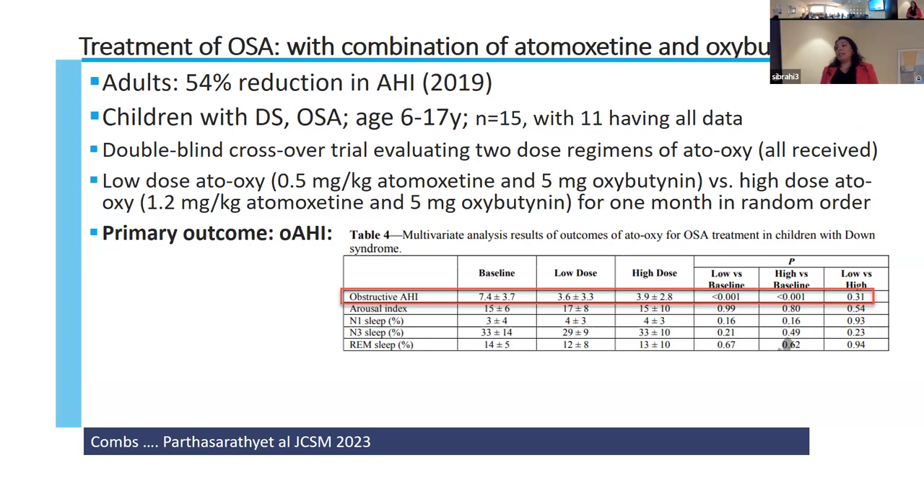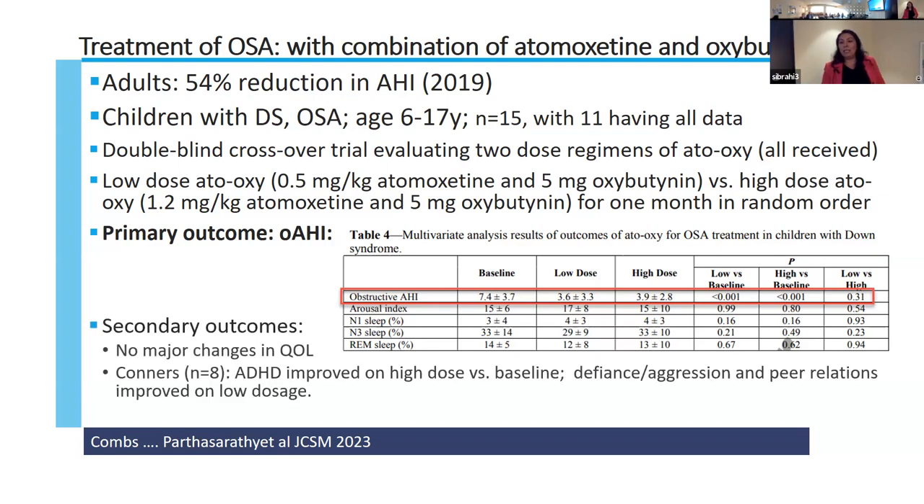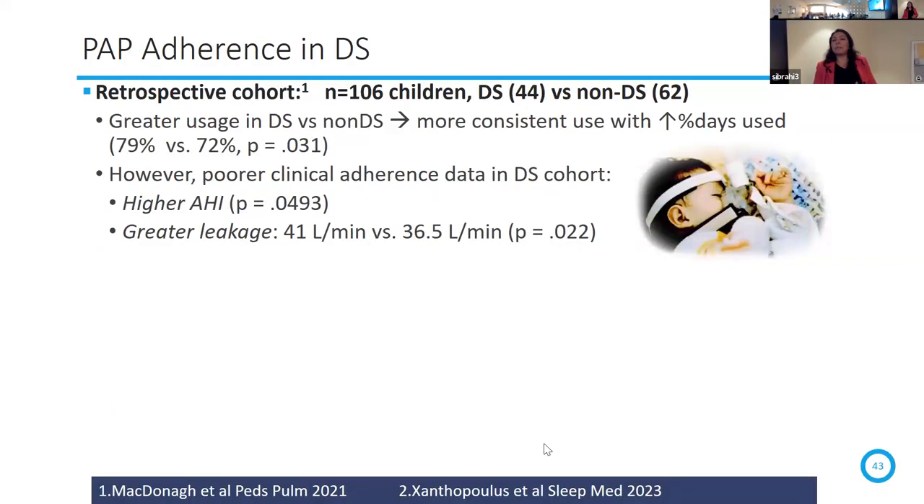So my take home on this is that low dose is okay here if we wanted to use this potentially for our patients to reduce their burden of obstructive sleep apnea. The only caveat is we use atomoxetine for ADHD, and it can cause insomnia, and these are promoting it at night. So I'm not so sure about the side effect profile here. I'm waiting to maybe see the published studies, but I wanted to share this with you today. Secondary outcomes showed no changes in quality of life. And not surprisingly, we have some improvements in ADHD and some other behavior. That's not surprising.